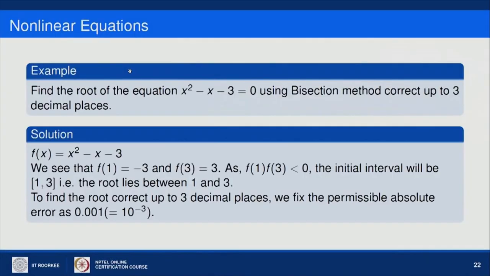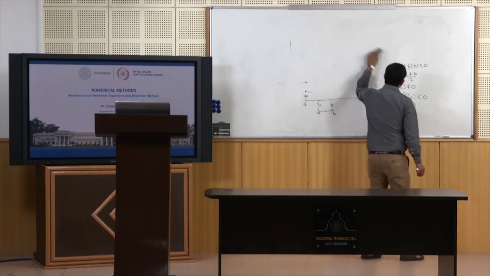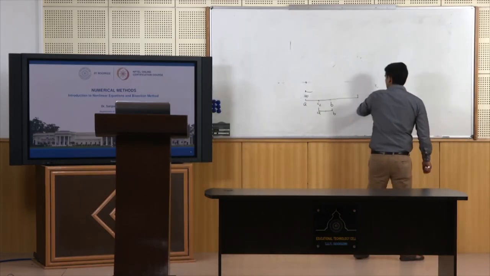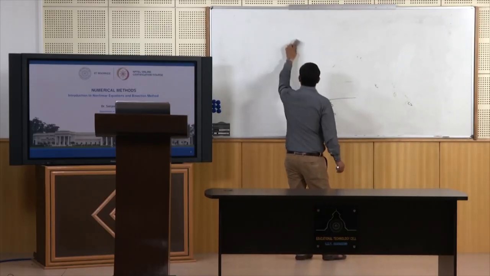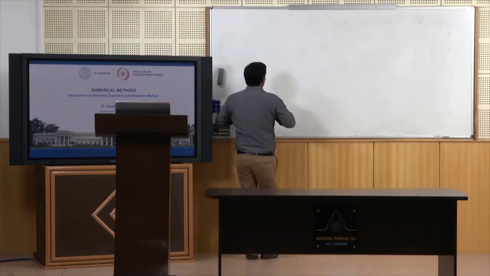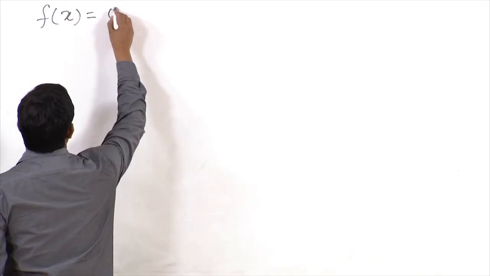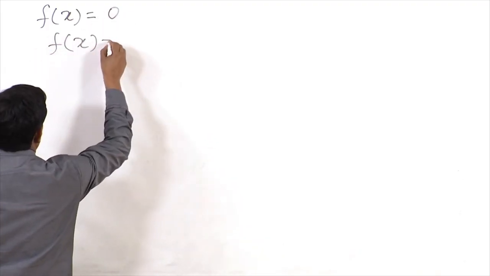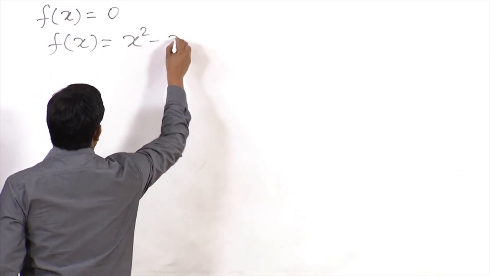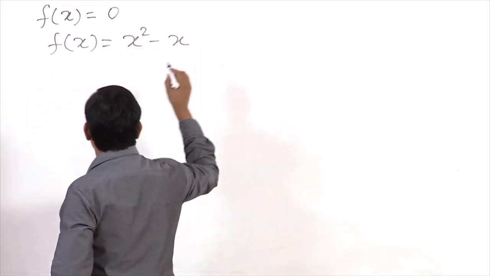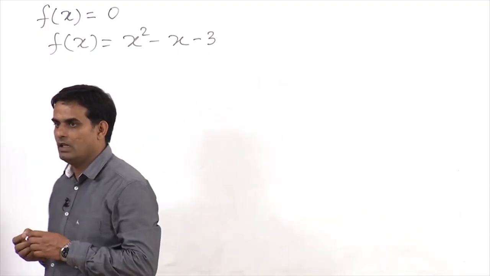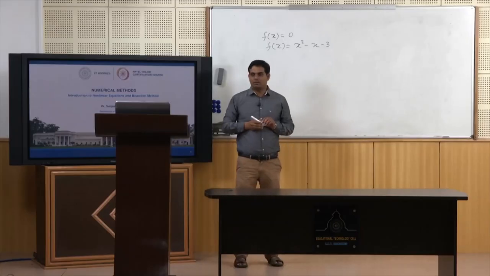Now, we will take an example and we will see how we can solve this particular example using the bisection method. So, the example is a nonlinear equation, and we will follow the steps of the bisection method to get the solution. I need a nonlinear equation f(x) equals to 0, where f(x) is given by x square minus x minus 3. Now, I need to find out the root of this.